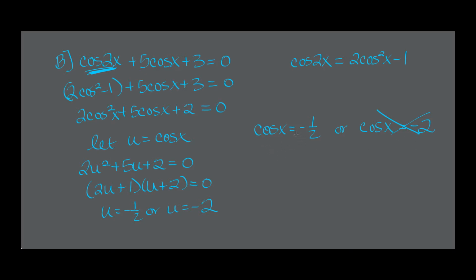There are a couple of solutions, though, in the interval 0 to 2 pi, where cosine of x is negative a half. So those two angles are 2 pi over 3 and 4 pi over 3. Again, just as a refresher, if the cosine of x is negative half, that's this triangle here, or this triangle here, right? So this angle is 2 pi over 3, this angle is 4 pi over 3.